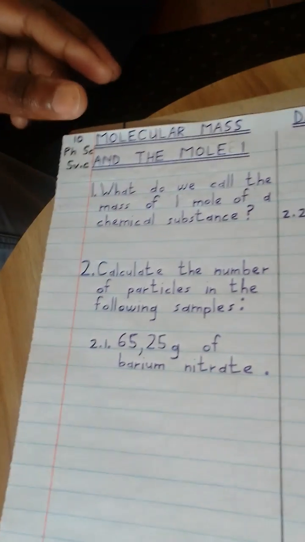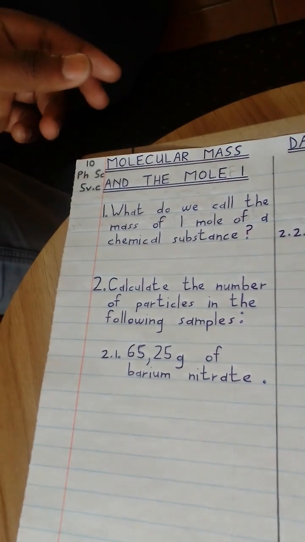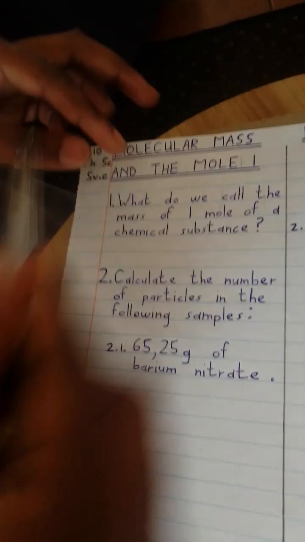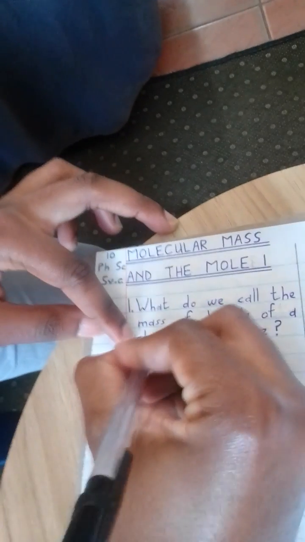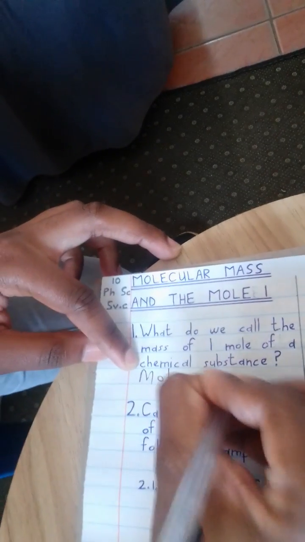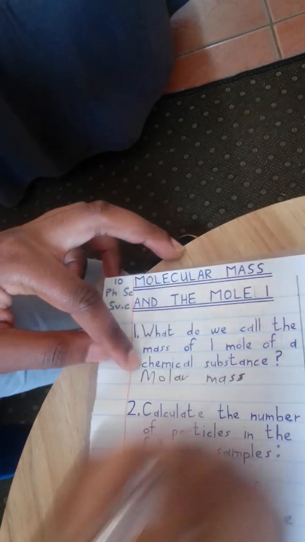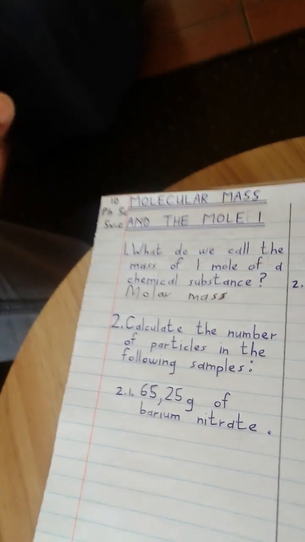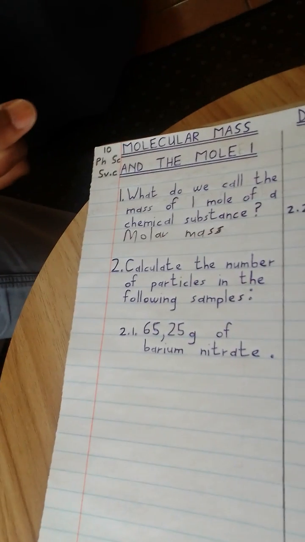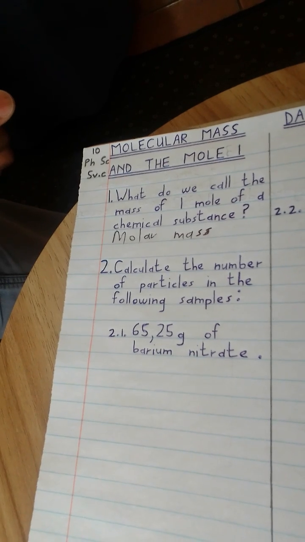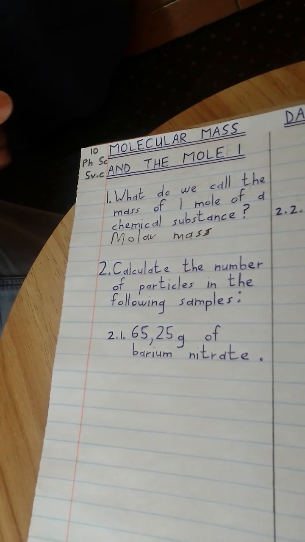Number one asks, what do we call the mass of 1 mole of a chemical substance? The mass of 1 mole of a chemical substance is called the molar mass. In tertiary chemistry, it is called the molarity, right? But just call it molar mass. Number 2 states, calculate the number of particles in the following samples.